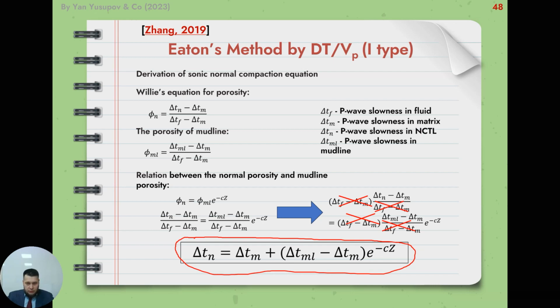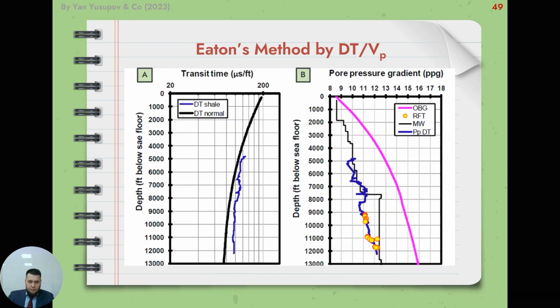where we use mudline data and constants. This is an example for Eaton's method by slowness and calibrated on RFT, repeat formation tests.